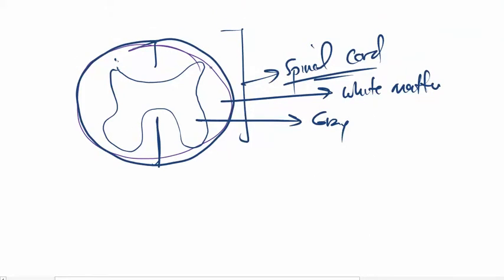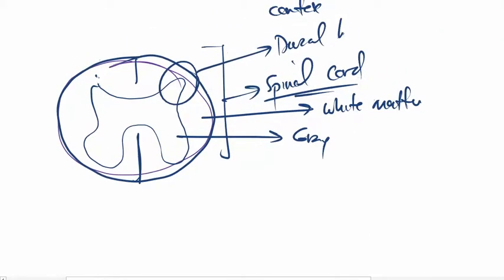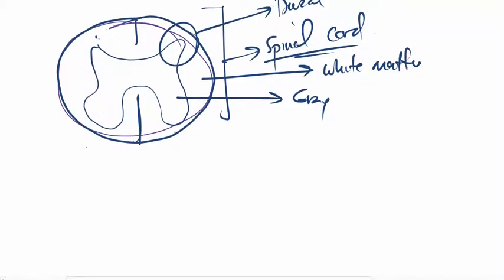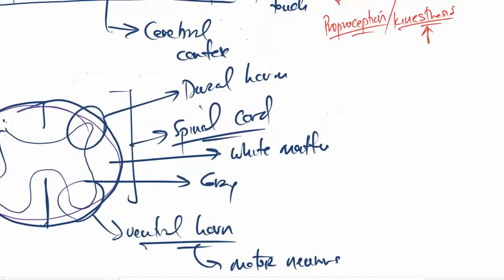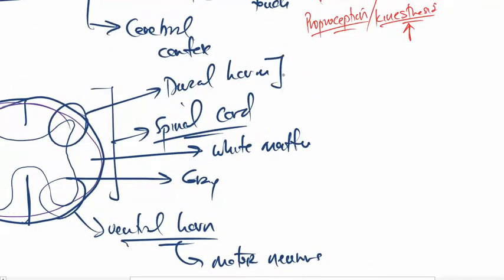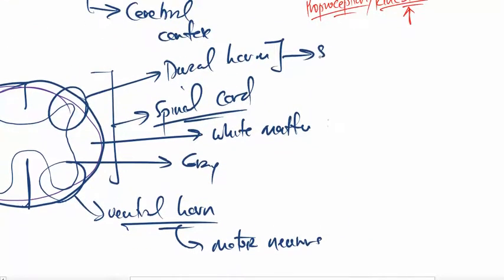Okay, so then we know we have the dorsal horn, right? Then we have the ventral horn, right? And for the ventral horn, that's where you're going to have the motor neurons. And for the dorsal horn, we're going to have the sensory neurons.